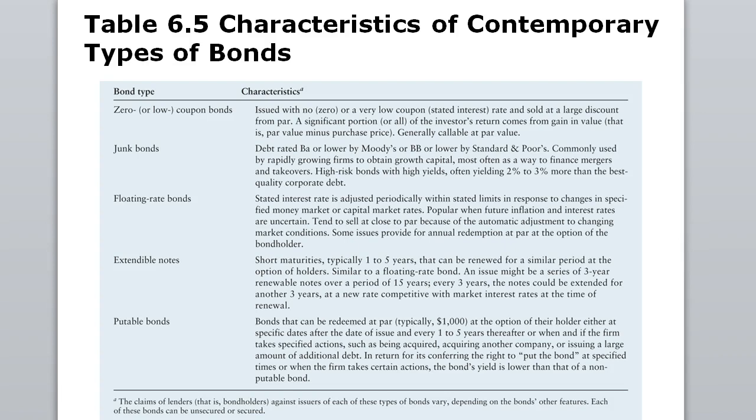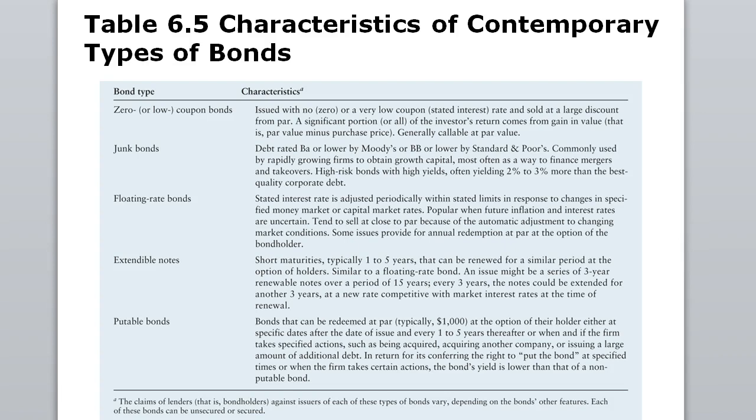All right, so characteristics of contemporary types of bonds. We have the zero coupon bond, which is like a savings bond and pays no interest. It's a $1,000 bond, you may only pay $600 for it, and then you receive $1,000 when it matures, but you don't receive any interest along the way. Hence the zero coupon bond. Junk bonds are issued for companies that have very high risks and low ratings and are likely to default. Floating rate bonds are bonds where the interest rates can float along with market forces.